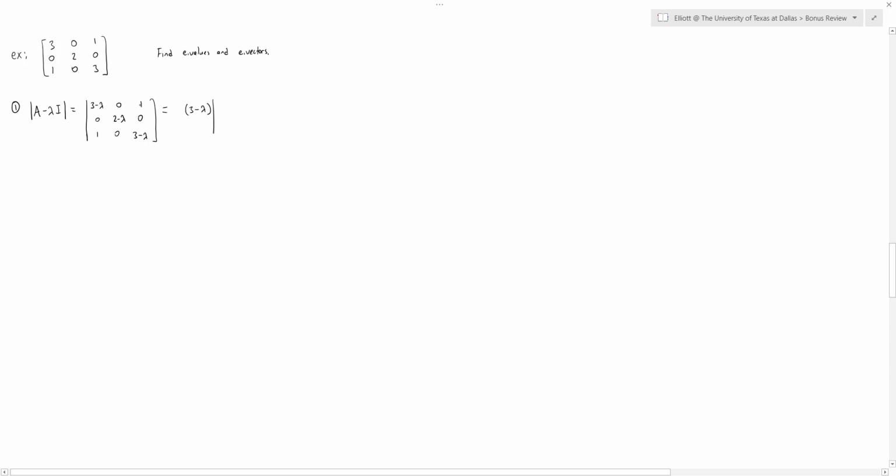3 minus lambda, cross out the row and the column. And next would be minus 0 and then plus 1. Then we have this 2 by 2 remaining. Okay, so then if we compute these 2 by 2 determinants, we get AD minus BC. Okay. Here we get 0 minus 2 minus lambda.